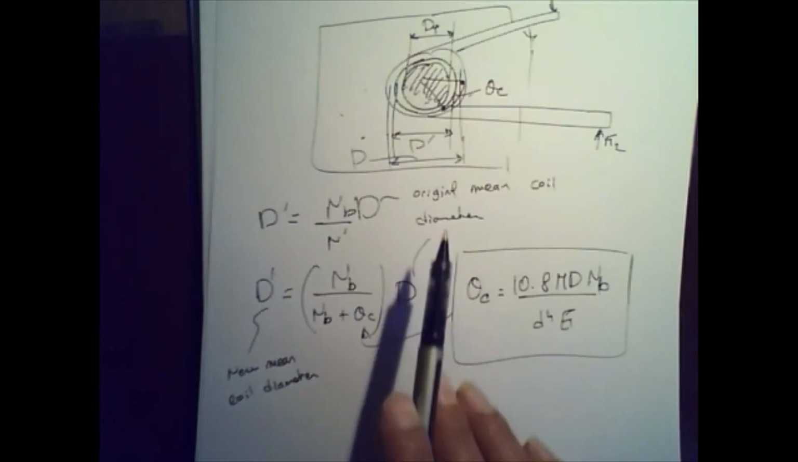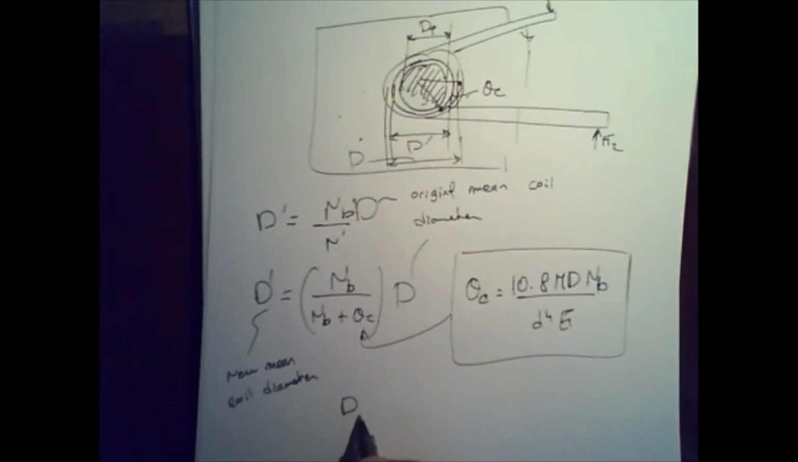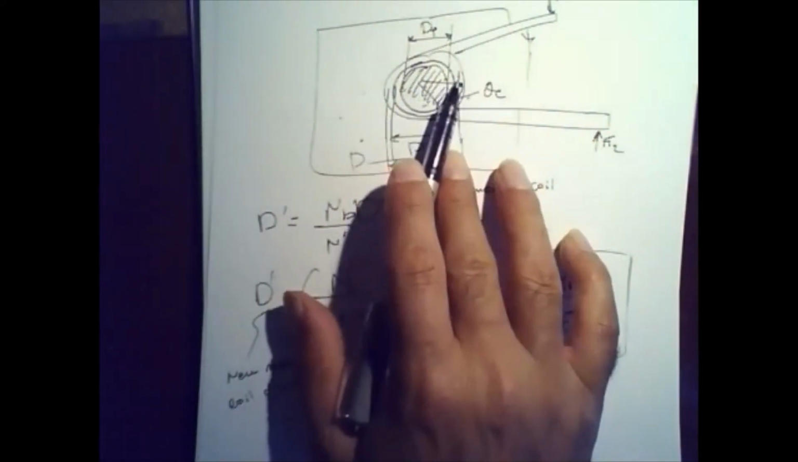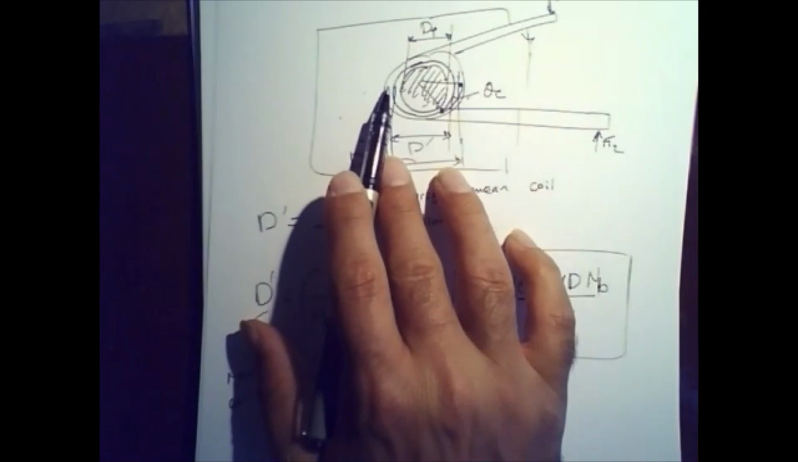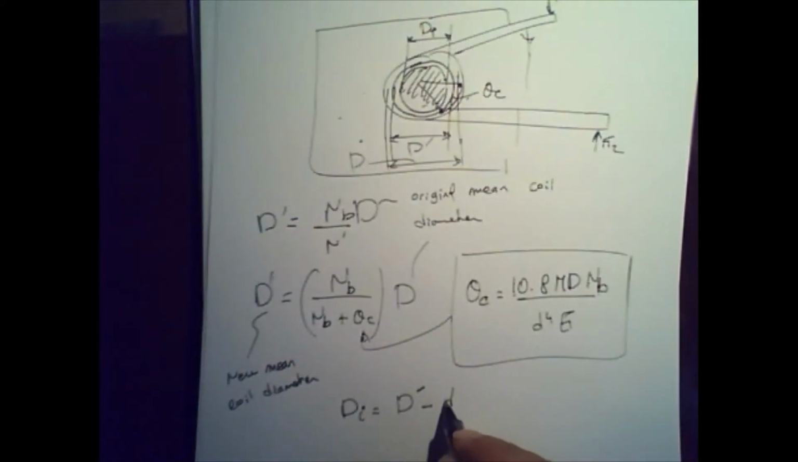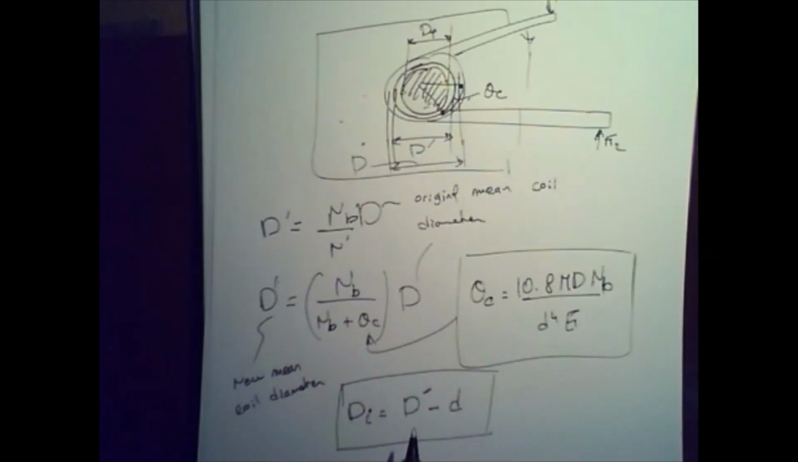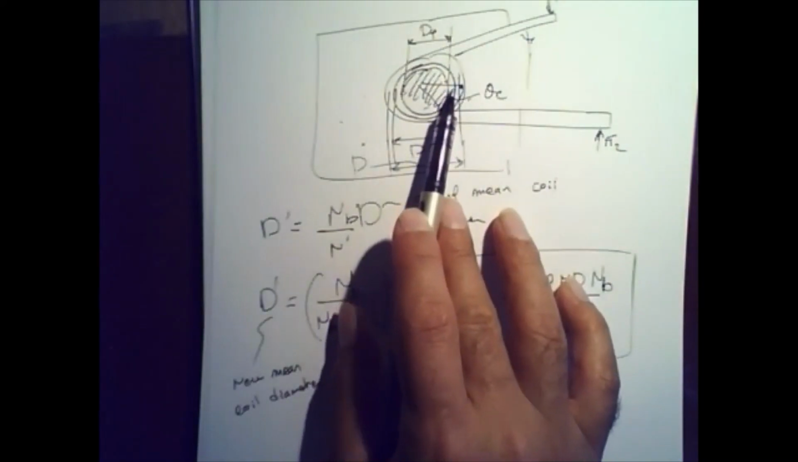Now, if I were to look at the clearance, the final inner diameter is going to be equal to d prime, right? Minus, so I have a half wire diameter on this end, and then half wire diameter on this end, so it's going to be minus d, right? So this is your diameter of the inner coil of your wire, right?